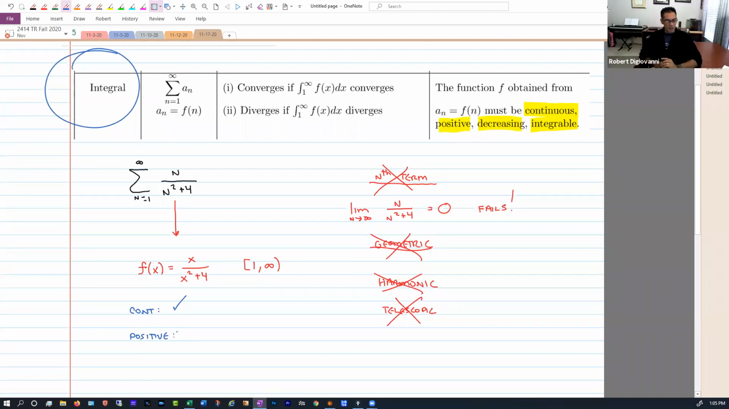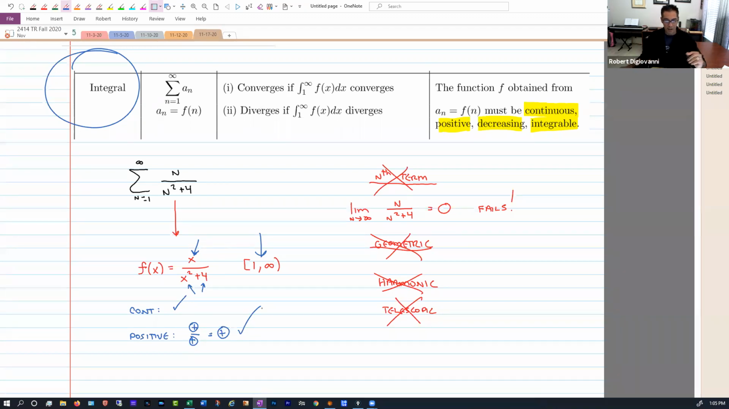So is it positive? Is that always going to give you a positive number? Well, what do you think? We're going to plug in values for x, but these values are going to come from the interval 1 to infinity. So we've got to be plugging positive numbers into the top. In the bottom, it really doesn't matter because we're going to square it and add 4. So that's going to be positive. So no matter what, we should have a positive number divided by a positive number. That should be positive. And so we've got that condition met.